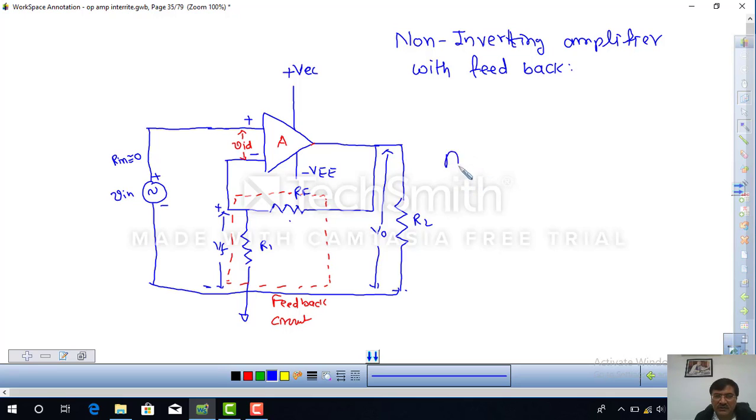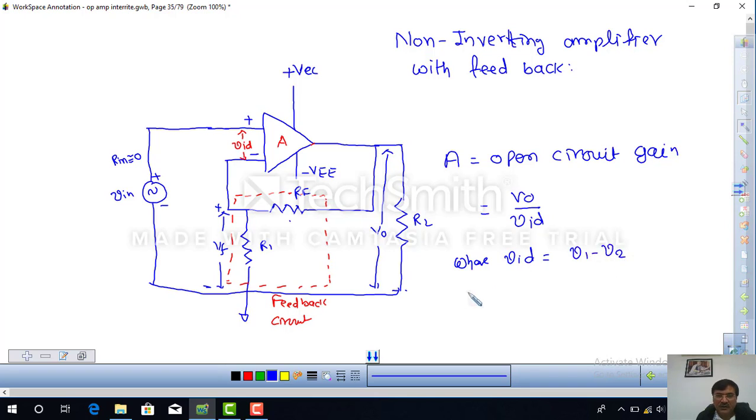One is called A, that is the open circuit gain, and it is defined as Vout upon VID. That is the difference of the two inputs: take the input at the positive terminal and the input at the negative terminal, and take the difference. That is called VID, where VID is equal to V1 minus V2.